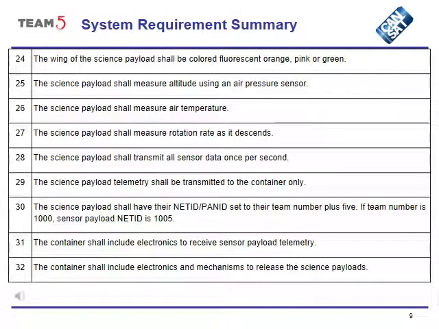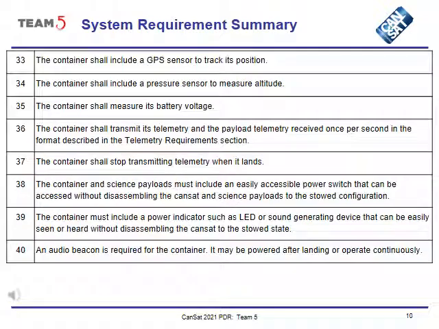31. The container shall include electronics to receive sensor payload telemetry. 32. The container shall include electronics and mechanisms to release the science payloads. 33. The container shall include a GPS sensor to track its position. 34. The container shall include a pressure sensor to measure altitude. 35. The container shall measure its battery voltage.